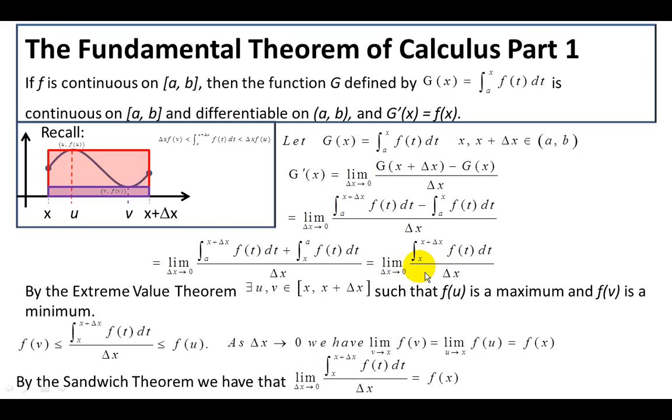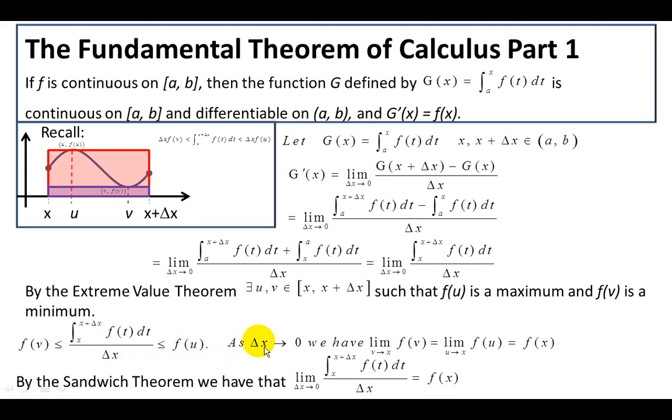Now, let's put into play what we talked about a minute ago with the extreme value theorem, and we'll go back to our u and our v. Now notice the delta x is not in front of the f of v or the f of u. It's down here in the bottom of the integral. It's as though I divided it out. But the fact is that this integral, the integral from x to x plus delta x of f of t dt over delta x, is between f of v and f of u.